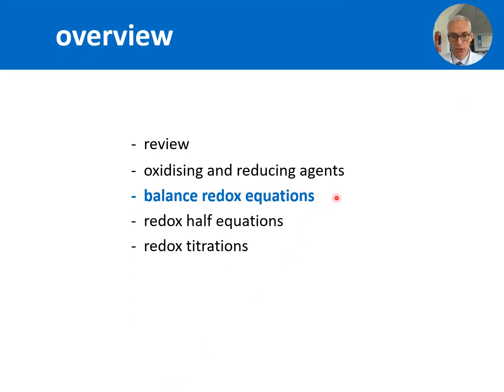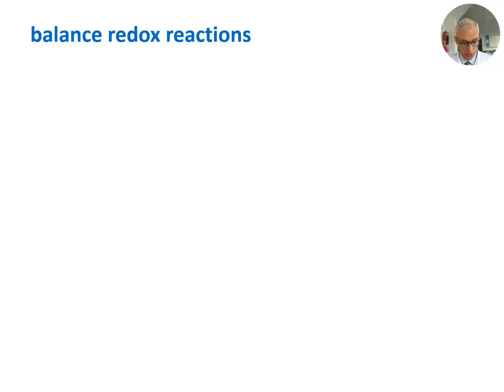Balancing redox equations. Let's do this by example. Copper placed in a solution of silver ions will form copper 2+ ions, and there'll be a deposit of elemental silver. So how would we balance this redox reaction using oxidation number change?